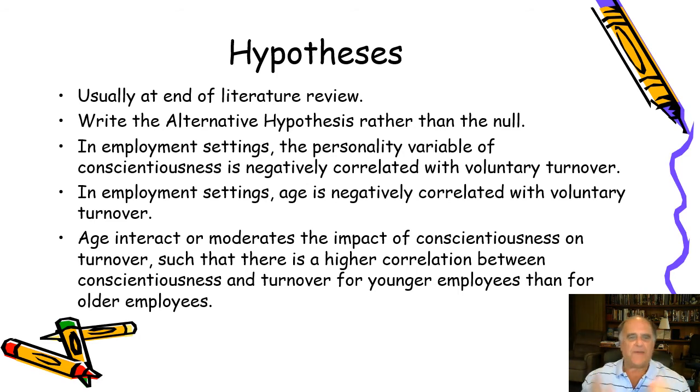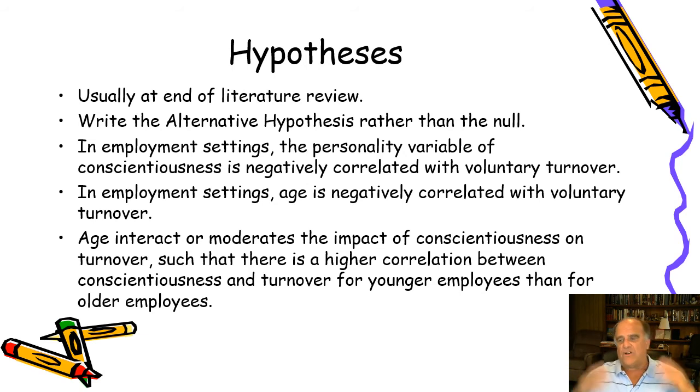Then for our second hypothesis, we state that in employment settings, age is negatively correlated with voluntary turnover. Same thing, we have an independent variable, age, and a dependent variable, voluntary turnover. And then our last hypothesis is going to be an interaction or moderation hypothesis. That is, age interacts or moderates the impact of conscientiousness on turnover, such that there is a higher correlation between conscientiousness and turnover for younger employees than for older employees.